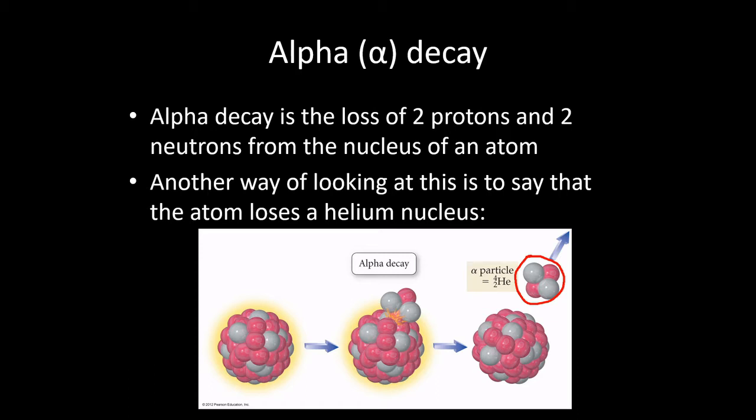If you go back and look at helium and its atomic number and atomic mass on the table, you'll see that helium has 4 as its atomic mass, and it has 2 protons. So helium's nucleus is just 2 protons and 2 neutrons. This has no electrons, so it is not a helium atom that is leaving the nucleus. It is just a helium nucleus that is leaving the radioactive isotope.